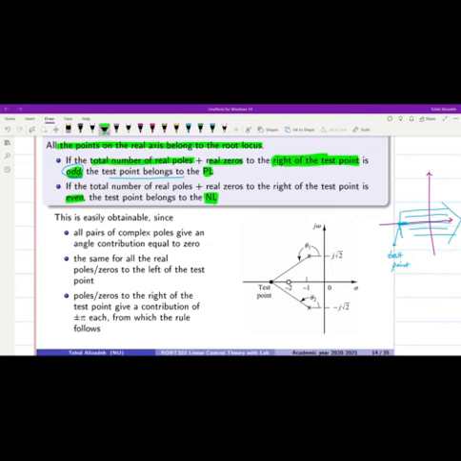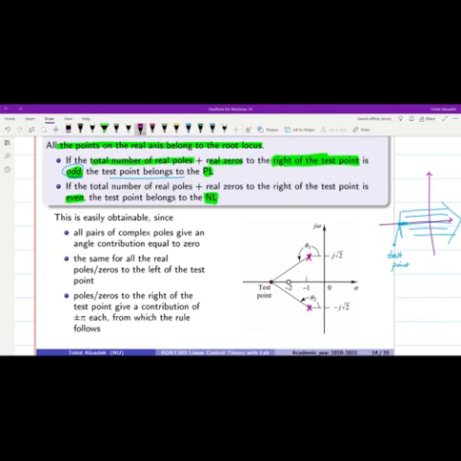We also count the number of the real poles and real zeros to the right side. We don't consider the complex ones in it, because if we have a complex pole, we will have the complex conjugate pole as well, and then the contribution that comes from those two poles will be equal to 2 pi, as you can see in the example over here.